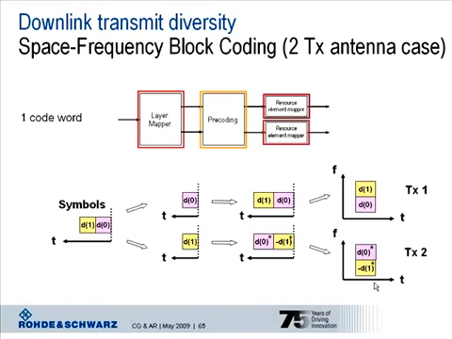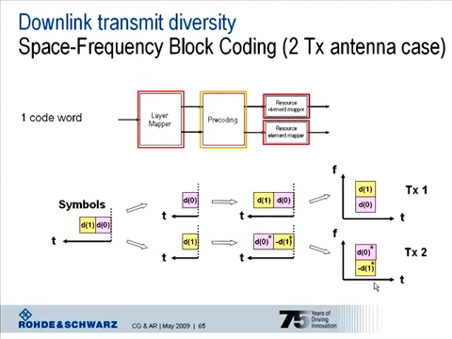So now to better understand this layer mapping and precoding stage from the slide before, let's have a closer look at what happens in case of transmit diversity. So what is really done in these stages of the signal processing? The example shown here is for a 2 transmit antenna case, and it shows the space frequency block coding.